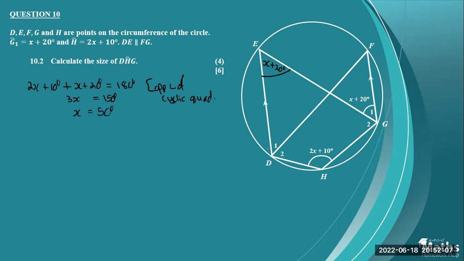They ask us for DHG. Therefore, DHG will be equal to 2 times 50 degrees, because it's 2x, and that is equal to 110 degrees. Right? I'll give you 2 minutes, try and see if there isn't another way of solving it.